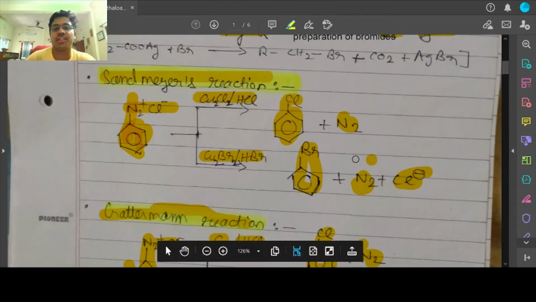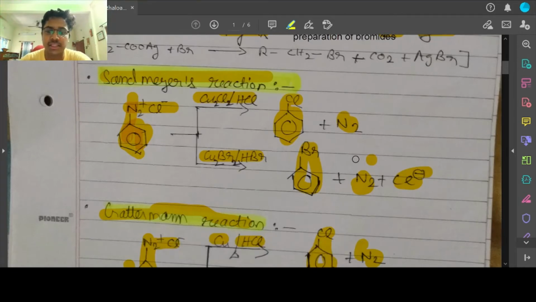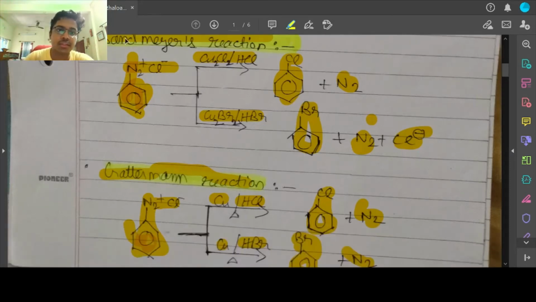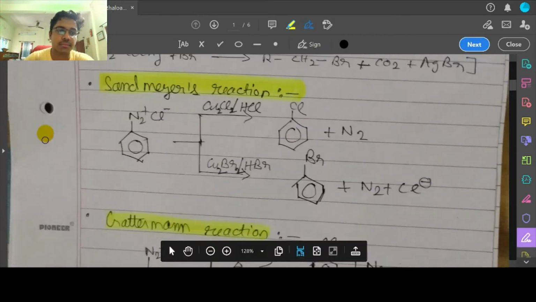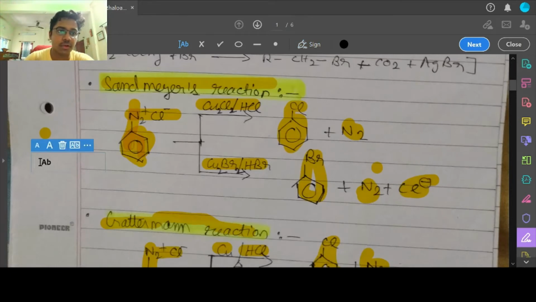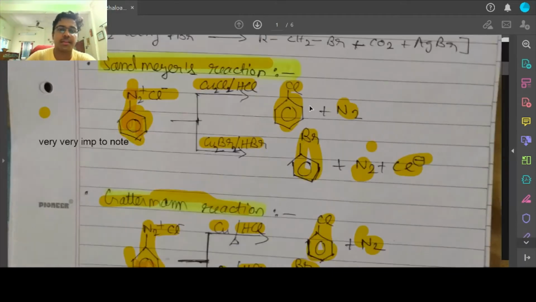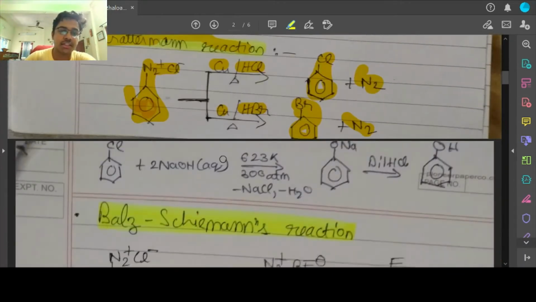In the board exams you will be asked to differentiate between Sandmeyer's and Gattermann reaction. The main difference is in the reagent: in Gattermann we use only copper, and in Sandmeyer's reaction we use Cu2Cl2 or Cu2Br2. The end products are absolutely the same. This is Sandmeyer's and this is Gattermann reaction. Both of these are very important reactions.